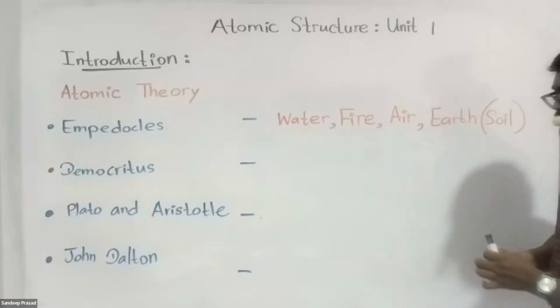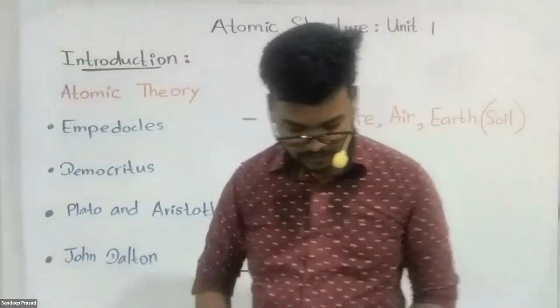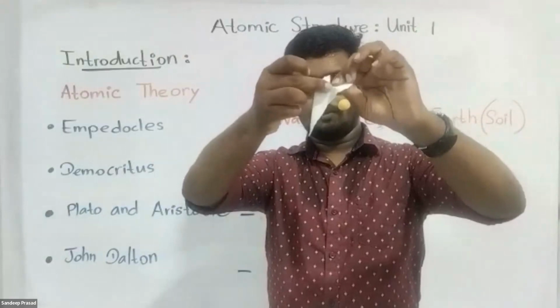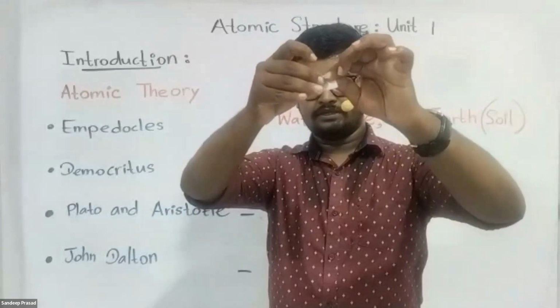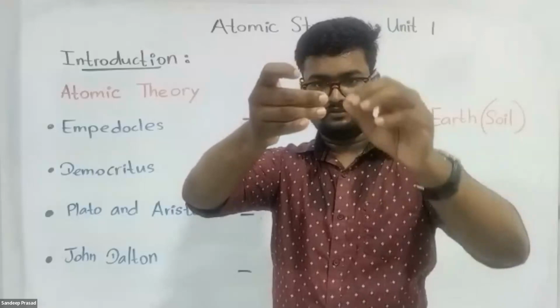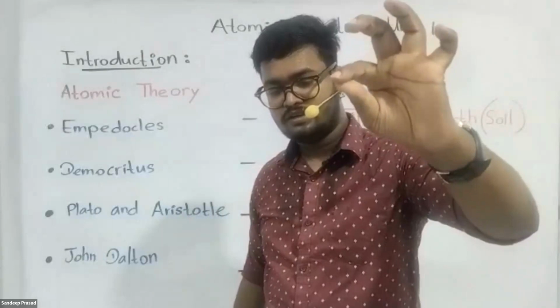Democritus said that everything around us is made by tiny, invisible, indivisible particles. For example, now if I take a piece of paper in this way, look at this one. I'm going to tear this one, and another part. Another one. Now I have a small paper piece. Hereafter, I cannot divide this one further.